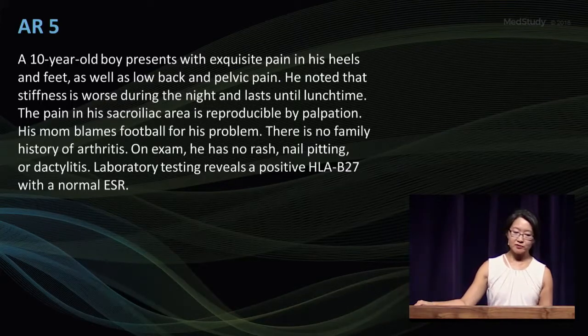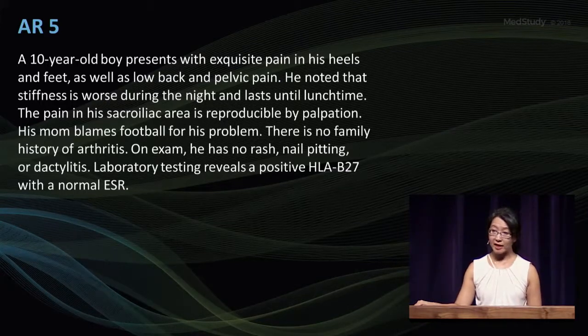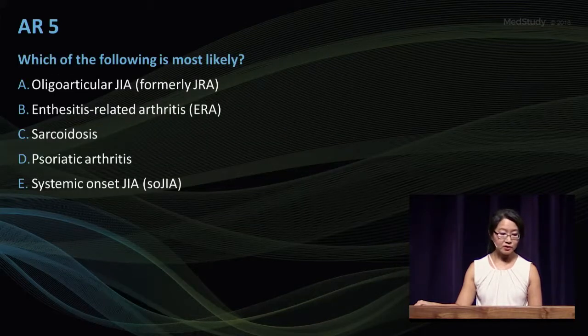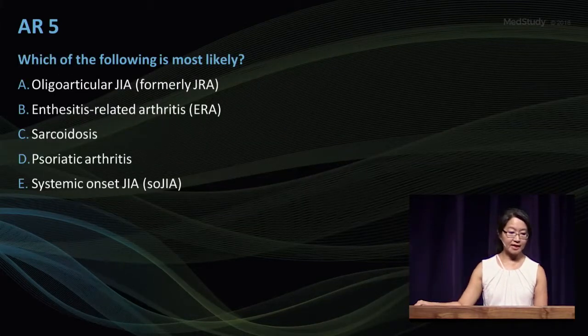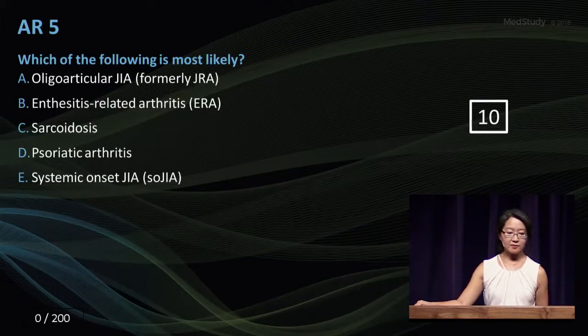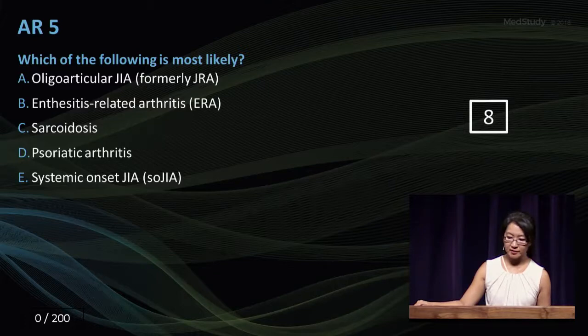There's no family history of arthritis. On exam, he has no rash, no nail pitting or dactylitis. And laboratory testing reveals a positive HLA-B27 with a normal ESR. So which of the following does the patient have? A, oligoarticular JIA, B, enthesitis-related arthritis, C, sarcoidosis, D, psoriatic arthritis, or E, systemic onset JIA. Your answer, please.